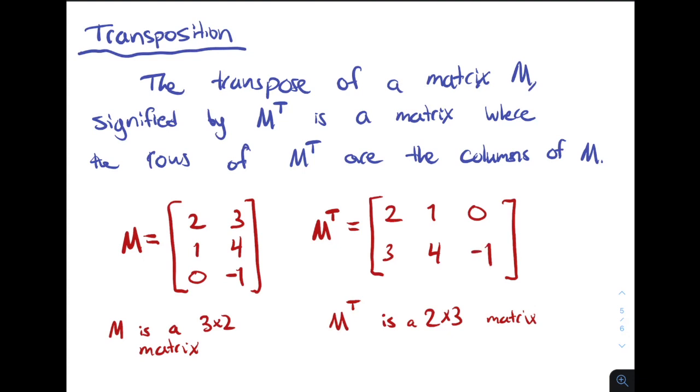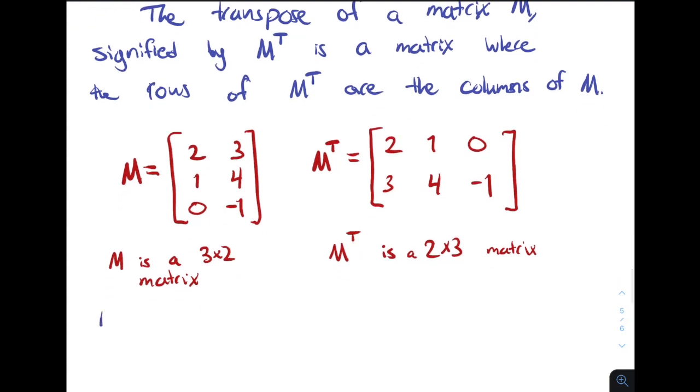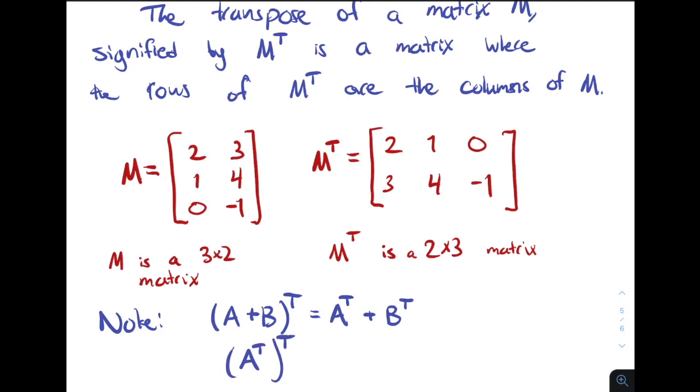We could also choose to interpret this as saying the first column of M transpose is the first row of M. So here the first row of M is 2, 3, and the first column of M transpose is also 2, 3. Here we'll note two things: how transpose distributes through parentheses, and how the transpose of a transpose is the original matrix.